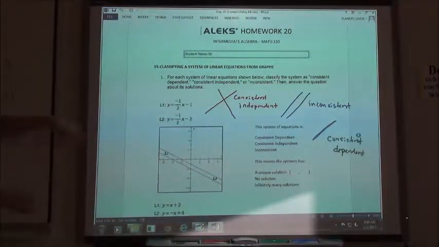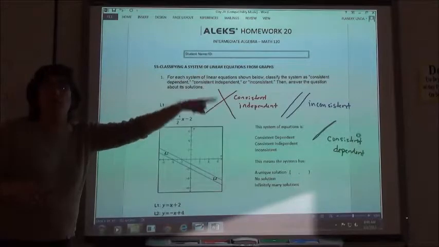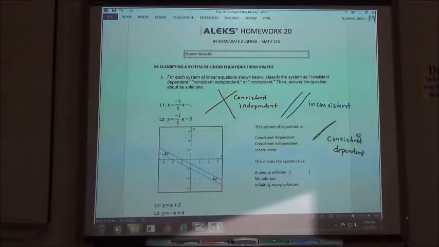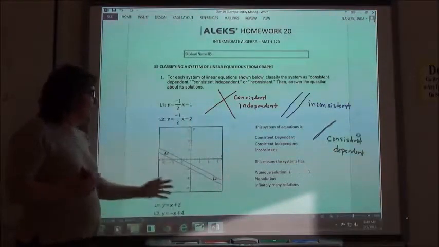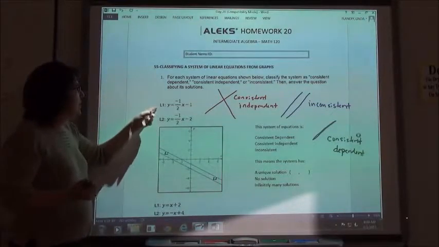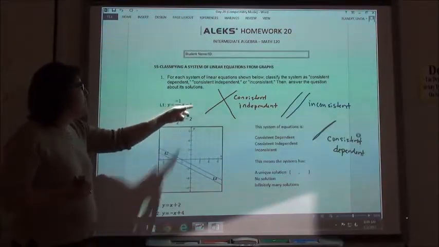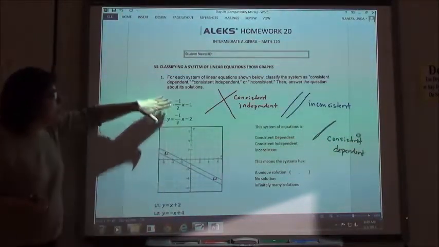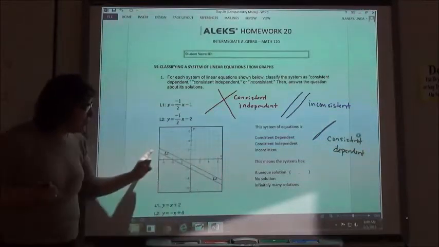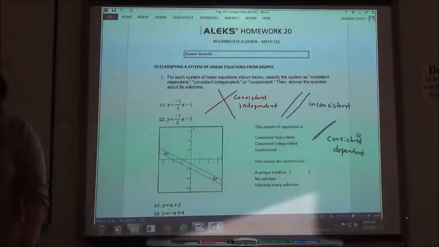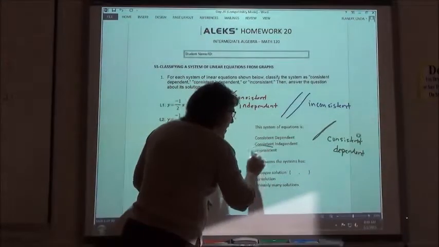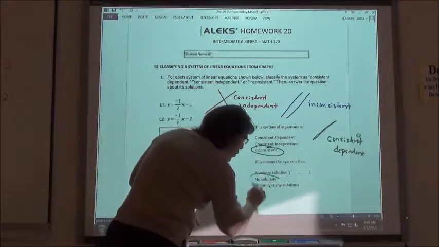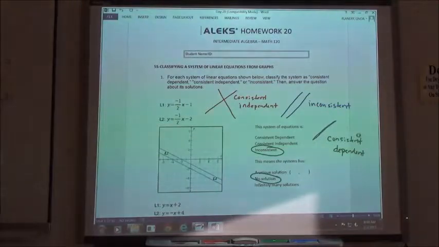So on these ones, they're always going to give you three examples, one of each of those three things, and you're going to pick what kind of system it is and how many solutions you have. If it's one solution, you have to write down what the solution is. So looking at this first one, line 1 is y equals negative 1/2 x minus 1. Line 2, y equals negative 1/2 x minus 2. My slopes are the same, therefore my lines are parallel. And if my lines are parallel, they're going to be inconsistent and have no solution because those two lines are never going to intersect each other.